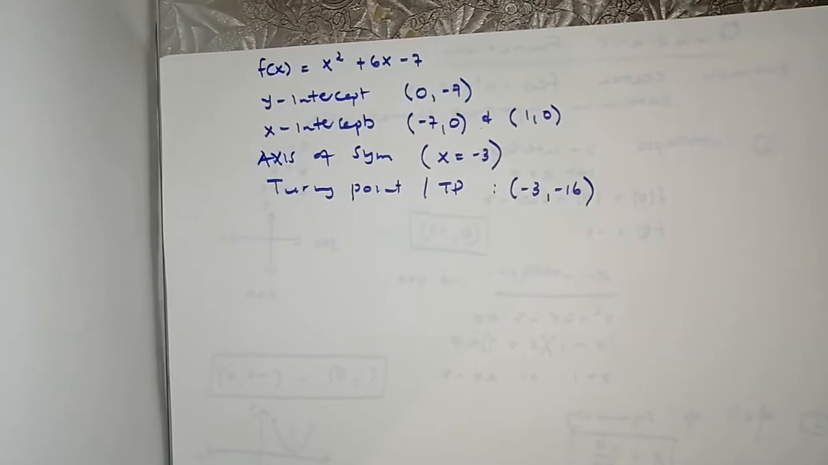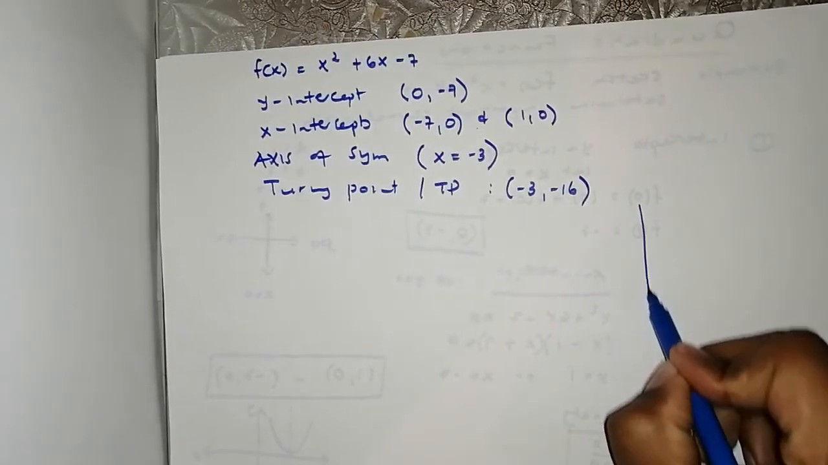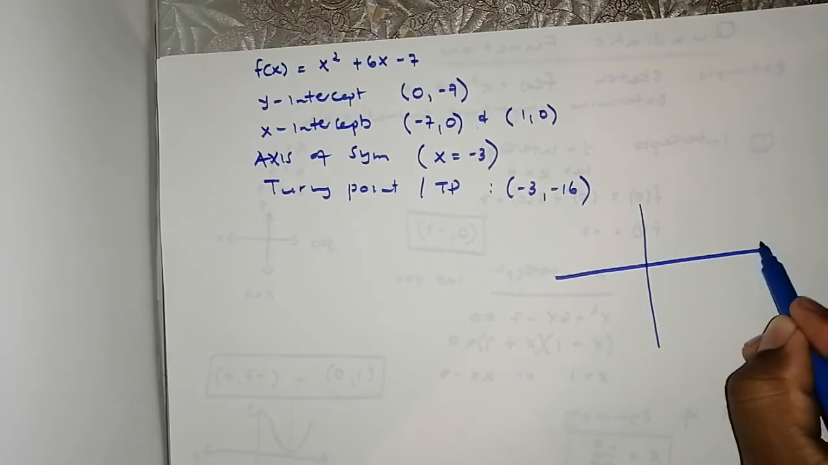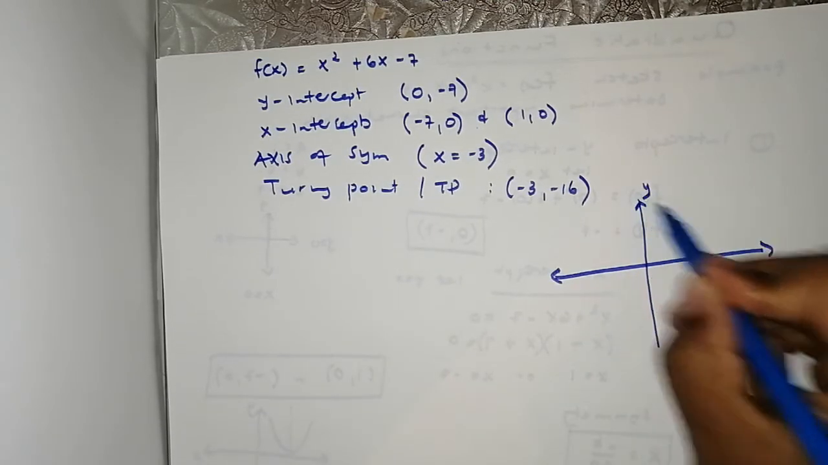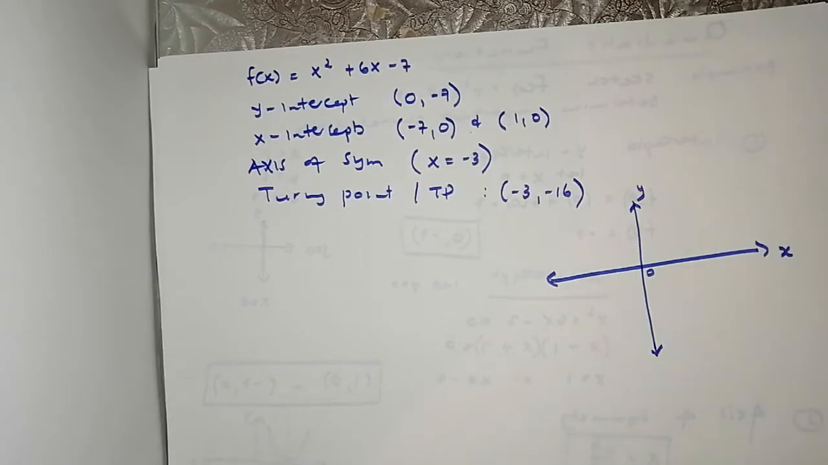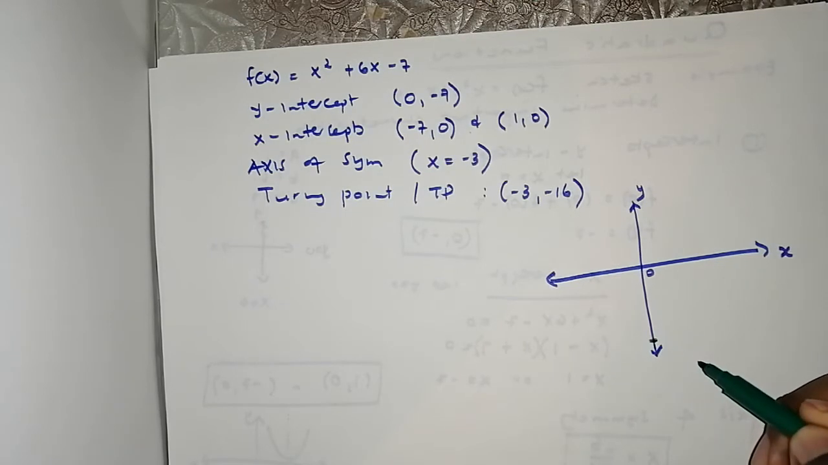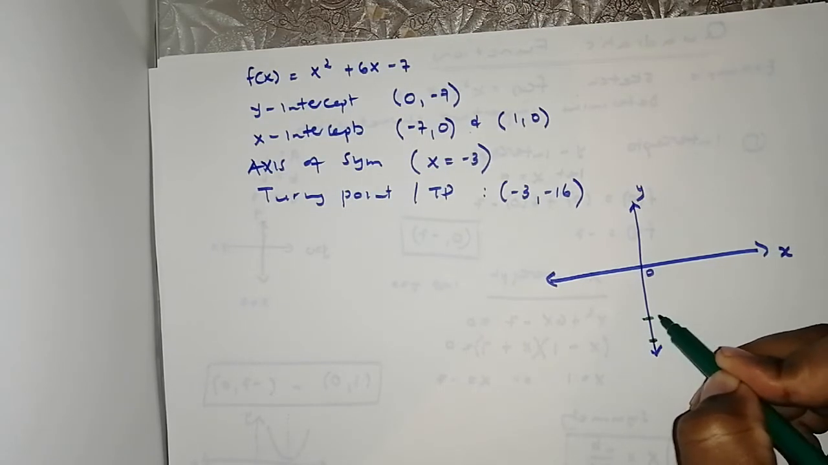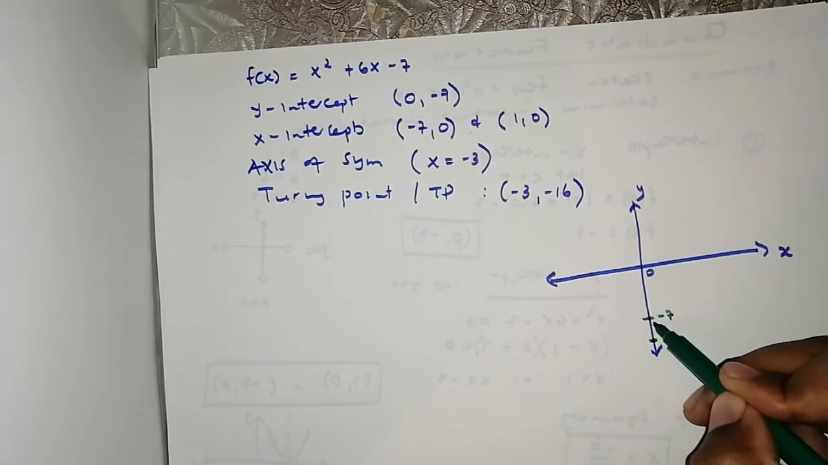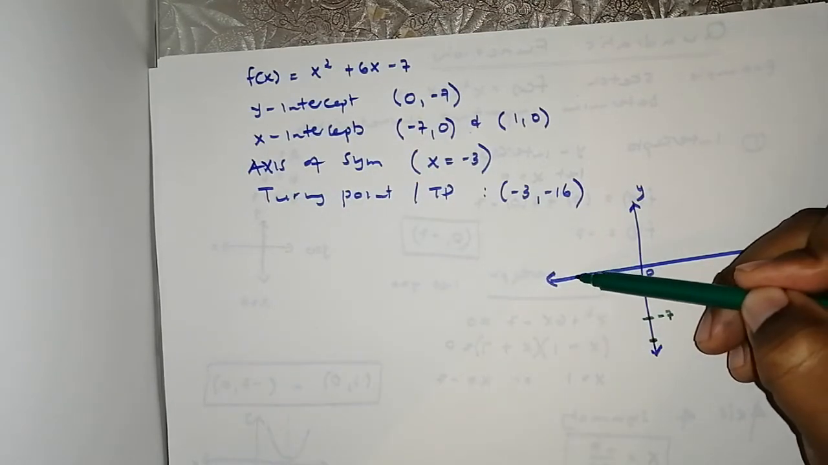Okay guys, it's time to sketch the function. Sketch it right here. This is y, this is x. Zero there. The y-intercept is 0 and negative 7. Let's say negative 7 is here. This is where your function will cross the y-axis, 0 and negative 7. The x-intercept is minus 7 and 0.